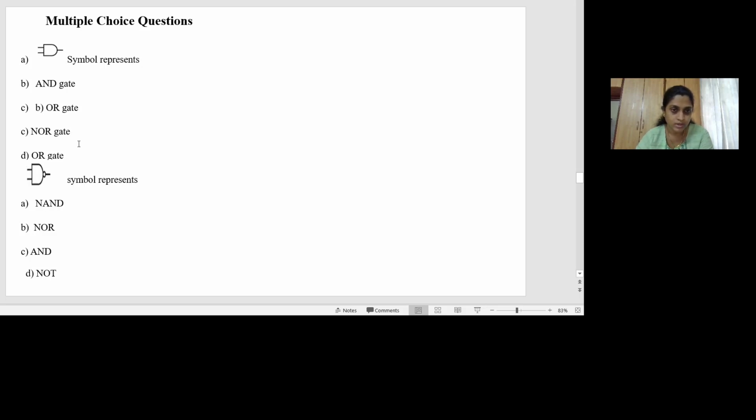So the above symbol represents AND gate. It's a symbol of an AND gate, and this gate does the AND operation between the input variables. Now the second question: here you can see the symbol of a gate, and the choices are AND, OR, and NOT gate. So try to answer this question.